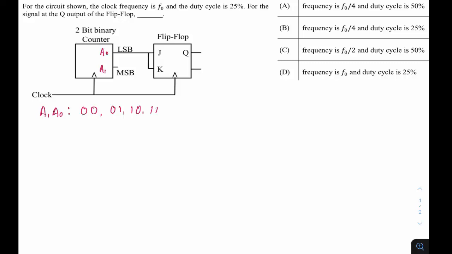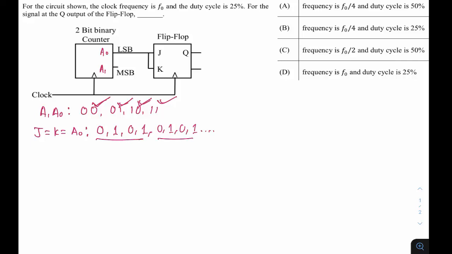Now, if you observe, this A0 is connected to the JK input. So what is the input to the JK flip-flop? Here J equals K, and this equals A0. If I concentrate on A0, when the clocks are triggered, at the A0 terminal first you will get 0, then 1, then 0, then 1. That means this JK flip-flop will receive the input 0, 1, 0, 1 and again 0, 1, 0, 1 and so on.